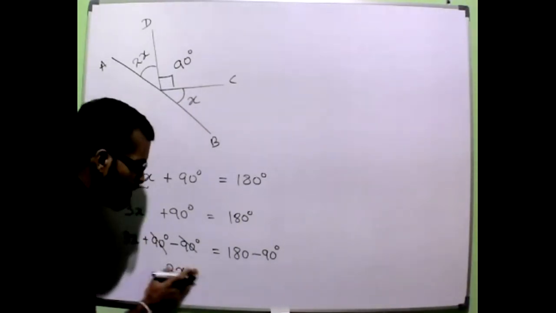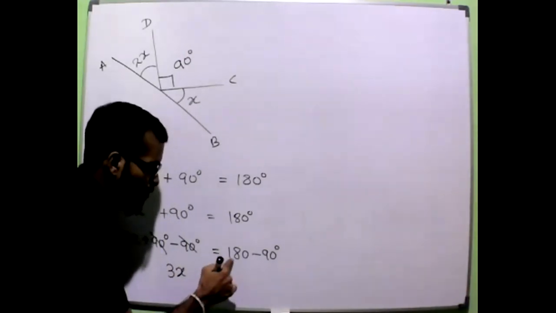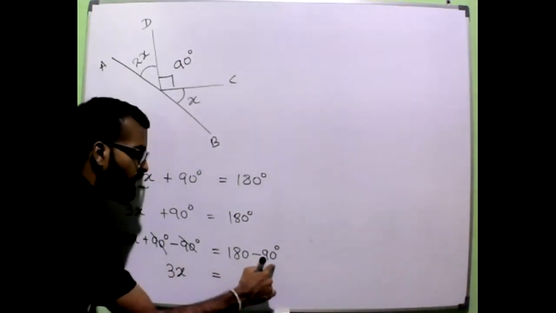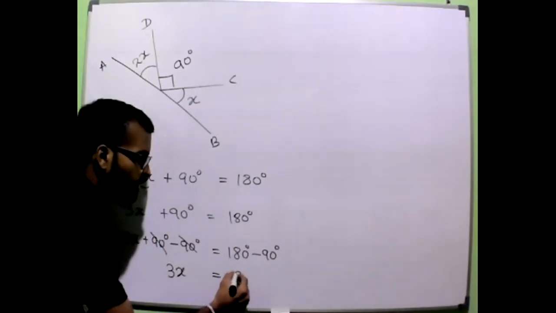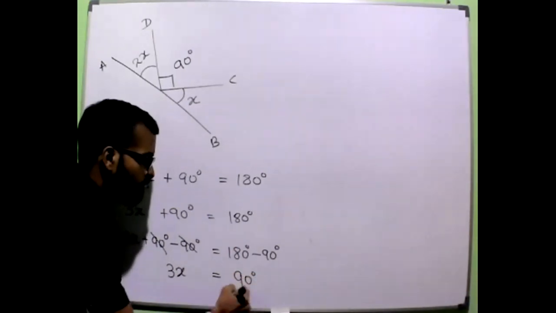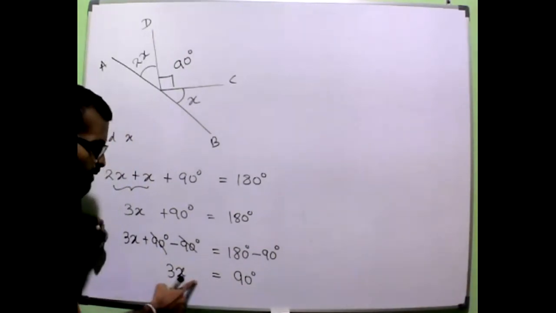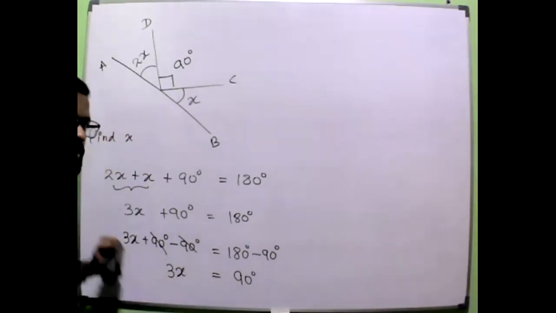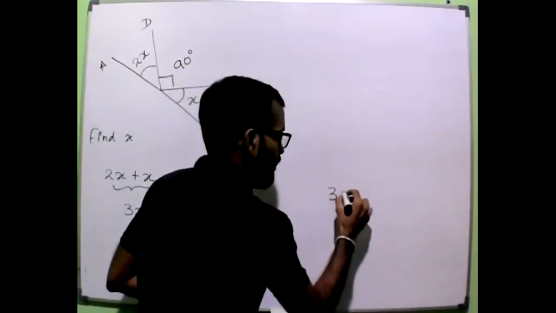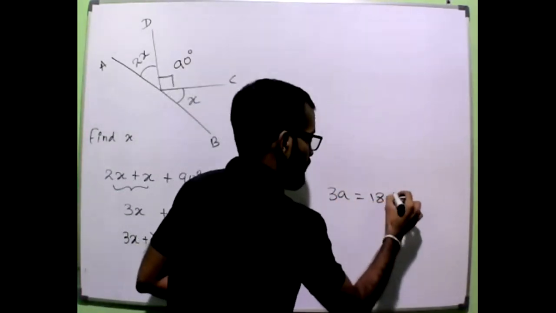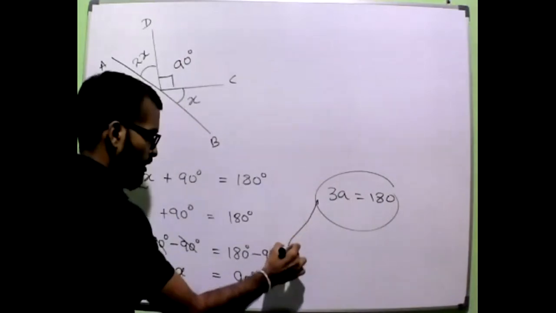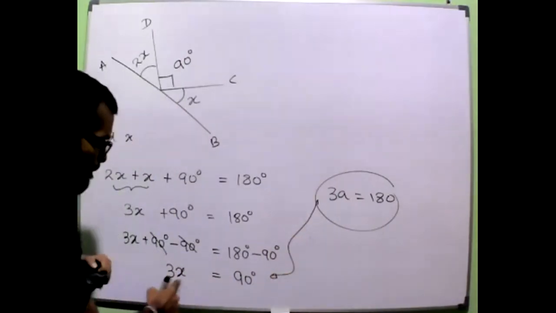Right? I have 3x. 180 minus 90 will give you 90 degrees. Now, this is something like what we discussed previously: 3a equals 180. Similar, right?